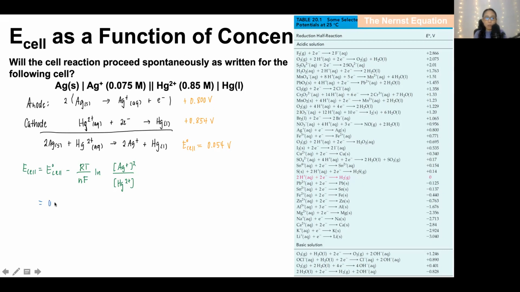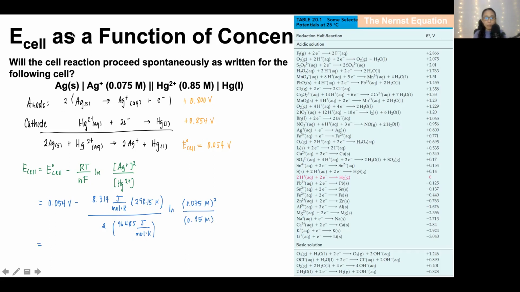We have 0.054 volt minus 8.314 joules per mole per Kelvin times 298.15 Kelvin over 2, the electron number is 2, times 96,485 joules per mole per Kelvin, ln. So the concentration of silver is 0.075 molar squared over the concentration of mercury, which is 0.85 molar.